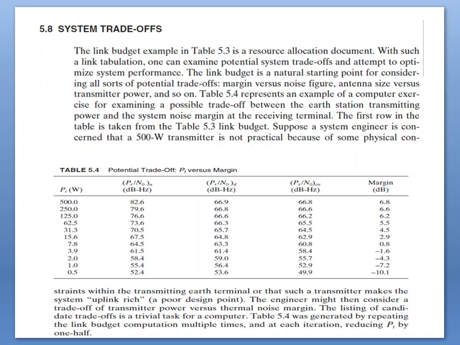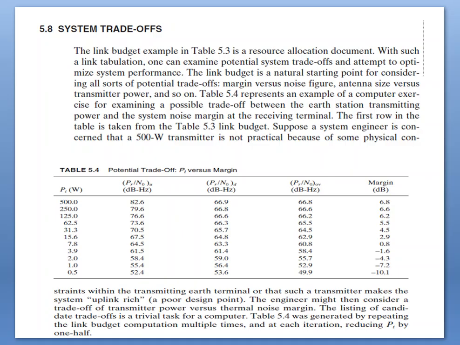And coming to the last topic here, system trade-off. The link budget shown in the table above is a resource allocation document. With such a link tabulation, one can examine the potential system trade-offs and attempt to optimize the system performance. The link budget is a natural starting point for consideration of all sorts of potential trade-offs: margin values, noise figures, antenna size versus transmitting power, and so on.